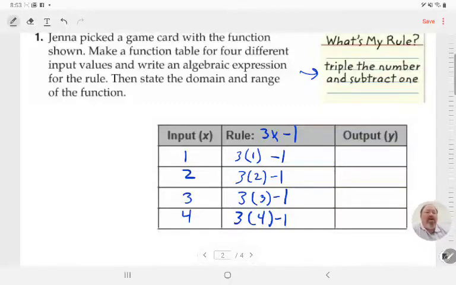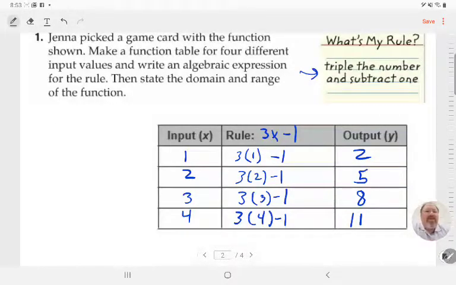Then for my y, that would be 3 times 1 is 3 minus 1, so that would be 2. 3 times 2 is 6, minus 1 would be 5. 3 times 3 is 9, minus 1, which would be 8. And 3 times 4 is 12 minus 1, which would be 11. Okay? So that's my y's.